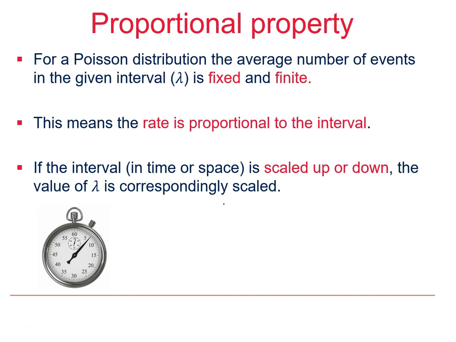Fortunately, with the Poisson distribution, the average number of events in the given time or space interval, that's lambda, is constant, fixed and finite. And that means that lambda is proportional to the time or space interval. So as our time or space interval increases or decreases, lambda is correspondingly scaled.